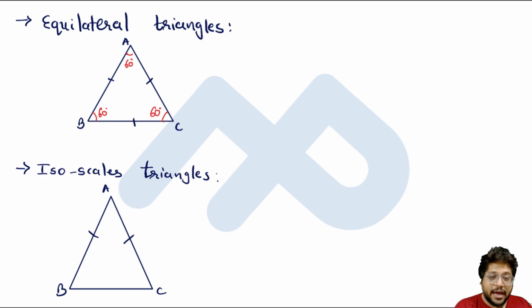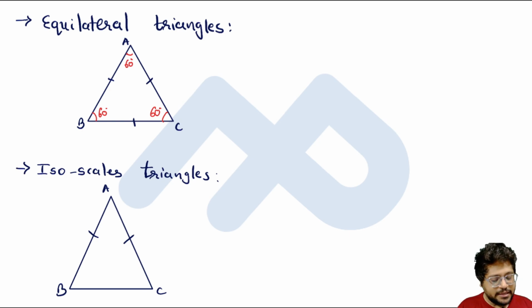Now let's come to the isosceles triangle. An isosceles triangle is a triangle whose any two sides are equal, not the third one. Okay, here in this case on your screen, AB and AC both are equal, right? So the property says that angles opposite to the equal sides are equal to each other.